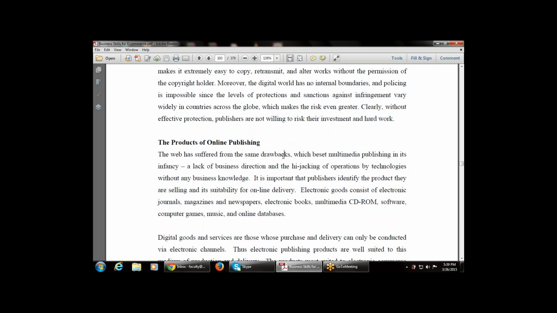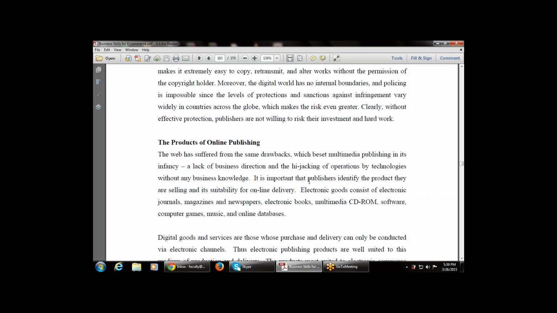The web has suffered from various drawbacks, which we can say is multimedia publishing in its infancy, a lack of business direction and hijacking of operations by technologists without any business knowledge. It is important that publishers identify the product they are selling and its suitability for online delivery. Electronic goods consist of electronic journals.